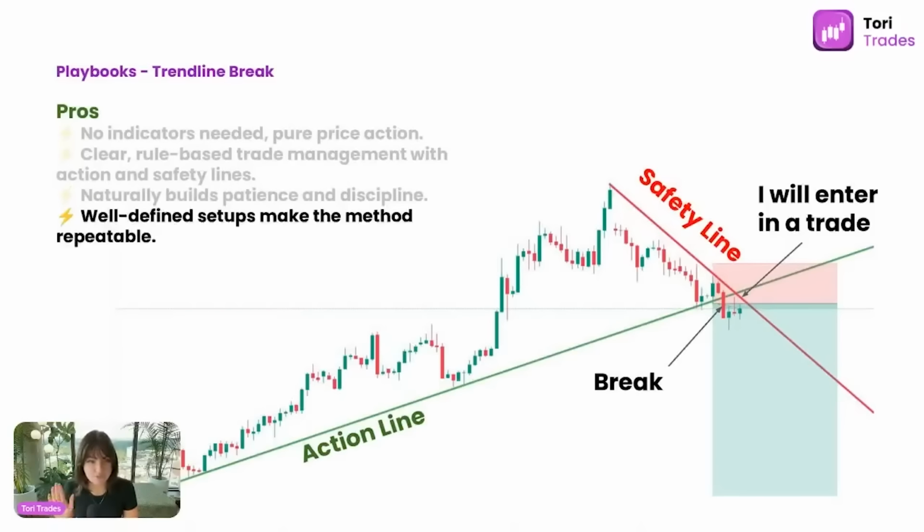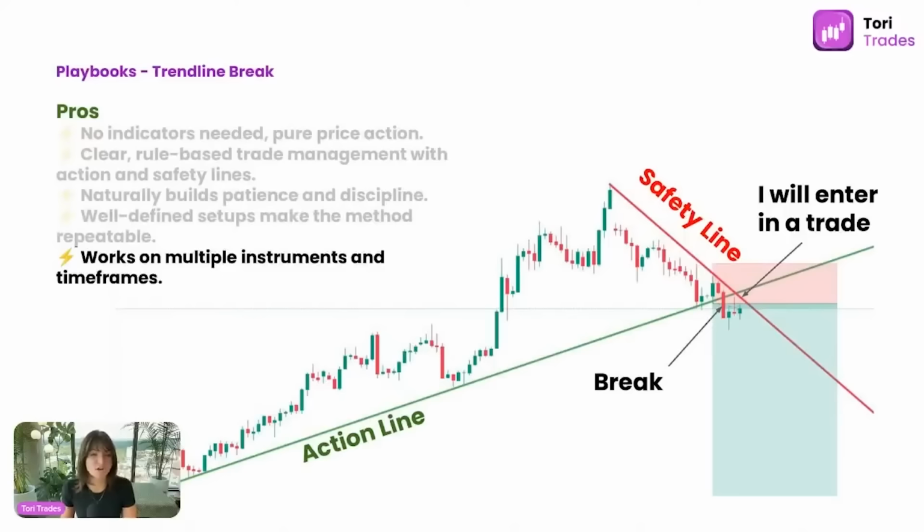It's very clear we have understood. Price breaks, you get in. Price breaks, you get in, it's an action line. Price breaks the opposing line, you get out, it's the safety line. It works on multiple instruments.